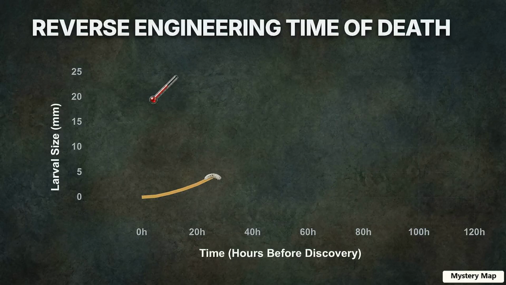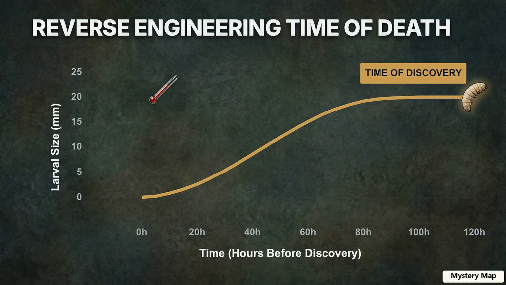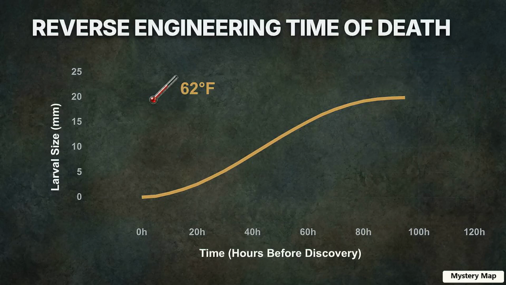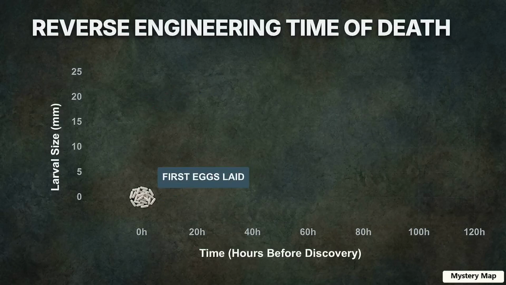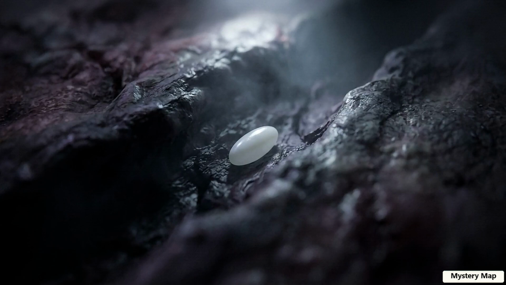To calculate it, an entomologist cross-references the oldest maggot size with local temperature records. They subtract the accumulated warmth 1 hour at a time, calculating backward until the development curve hits 0. That point of 0 represents the exact moment the very first eggs were laid. Through this thermal math, investigators pinpoint a time of death to within a few hours, even weeks after the victim took their last breath. That timeline starts at minute 0.